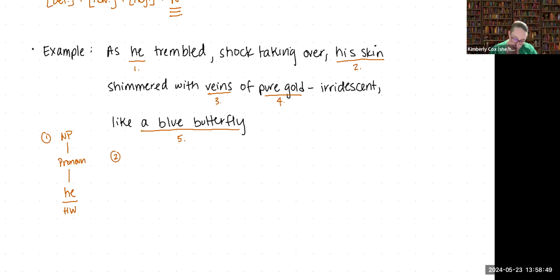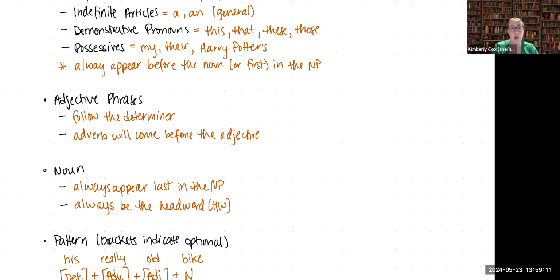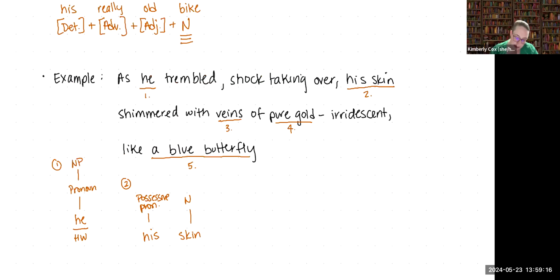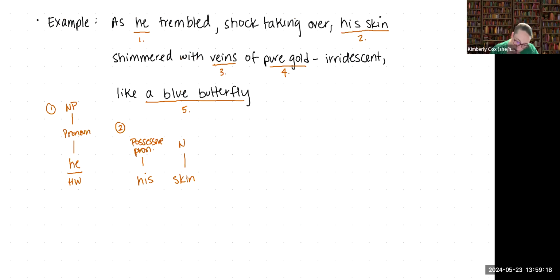Okay. His skin will be a little bit more complex. So let's take a look at this. We have his and skin. So his is a possessive pronoun, and skin is a noun. So if we go up, remember in our determiner list, we have possessives as a type of determiner. So if I come back down here, that means his is functioning like a determiner. Skin is going to be the head word. And so together, they're going to form a noun phrase.